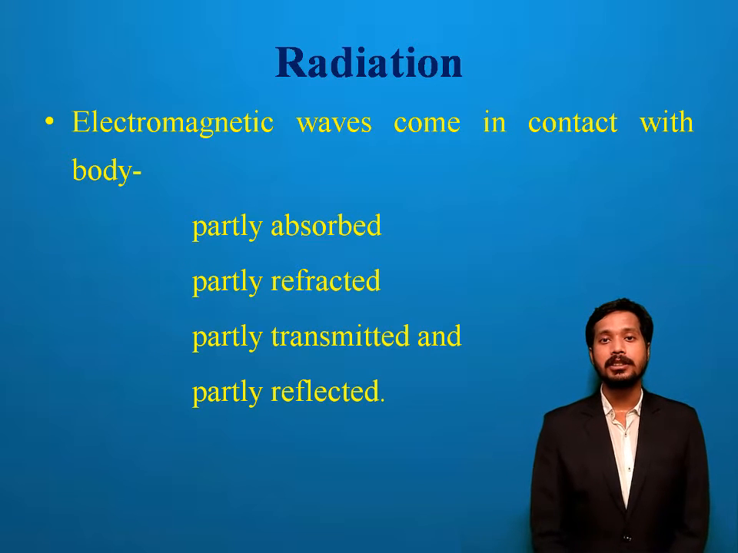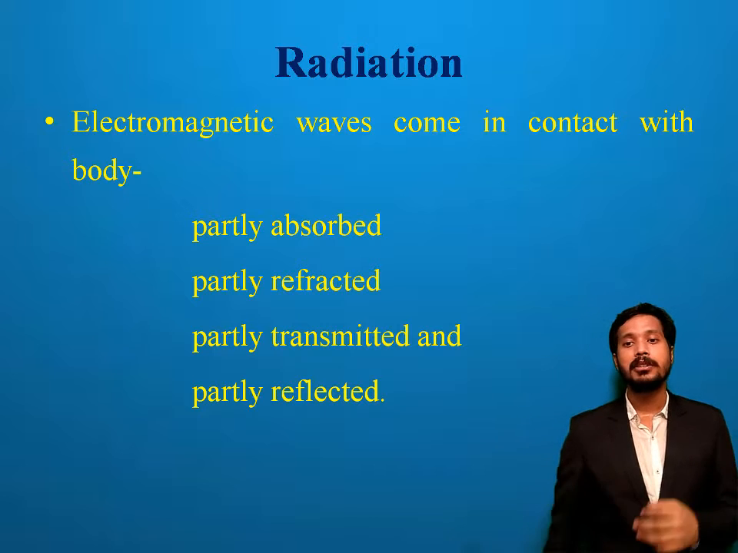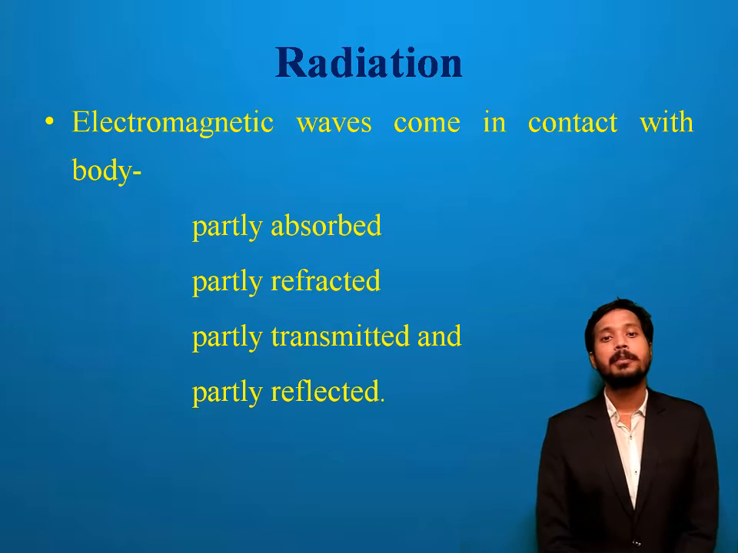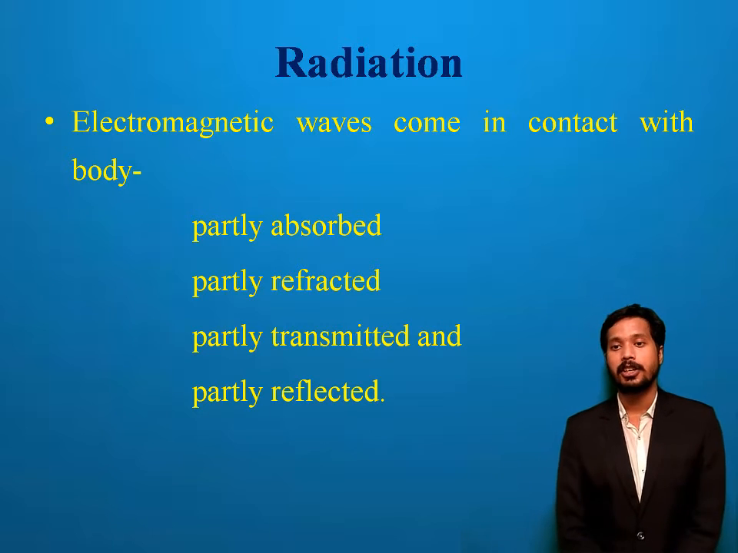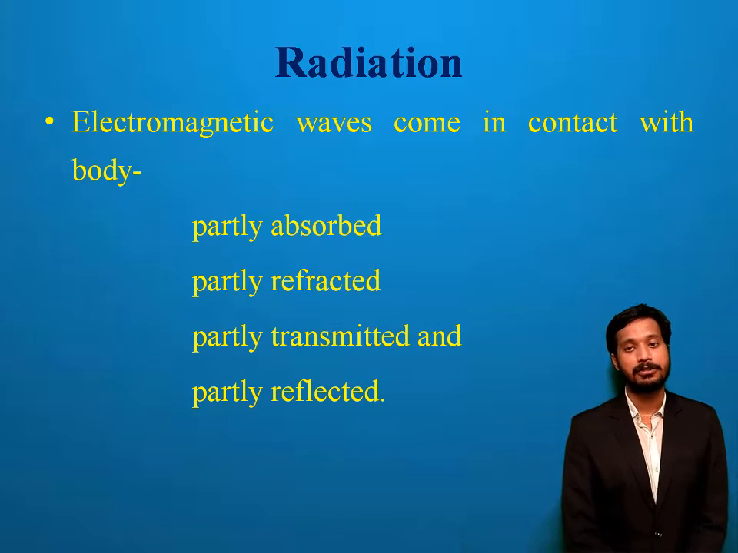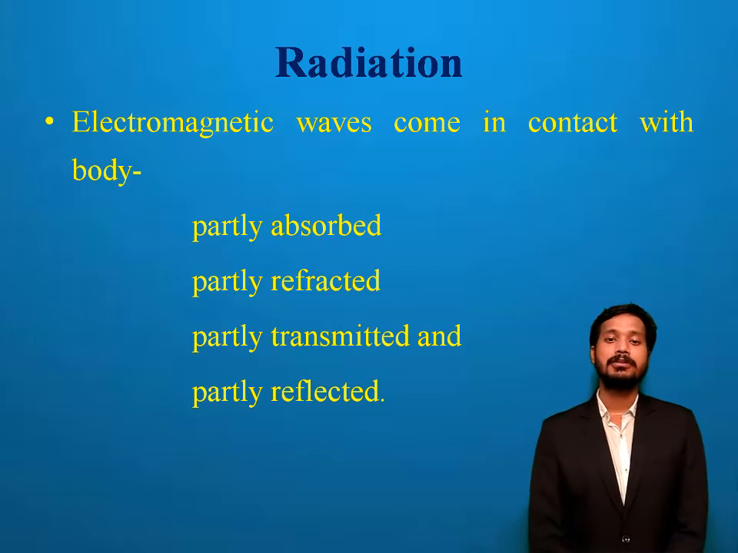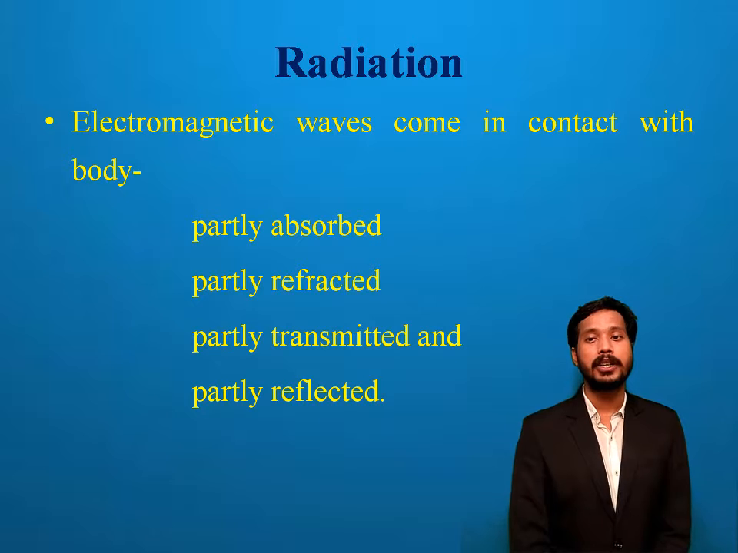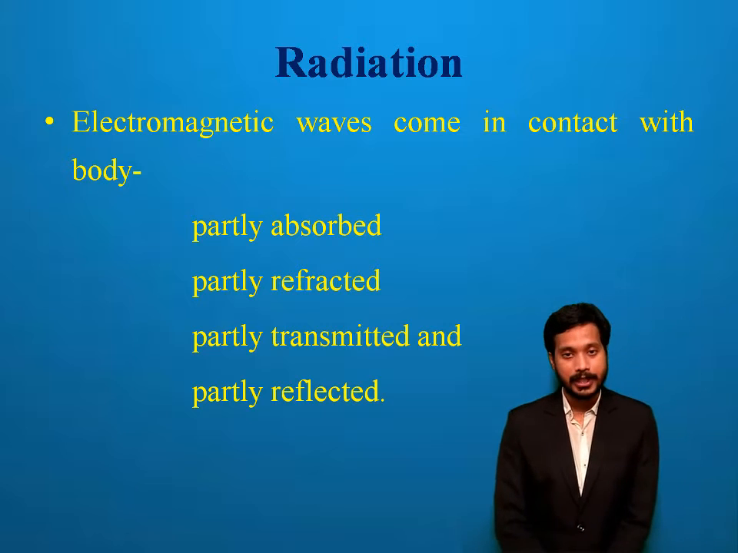Next, you see radiation. When electromagnetic waves come in contact with a body, there may be 4 possible chances. It may be partly absorbed, it may be partly reflected, it may be partly transmitted, or it may be partly refracted. So these are the 4 chances that can occur if radiation falls on any body: partly absorbed, partly refracted, partly transmitted, and partly reflected.